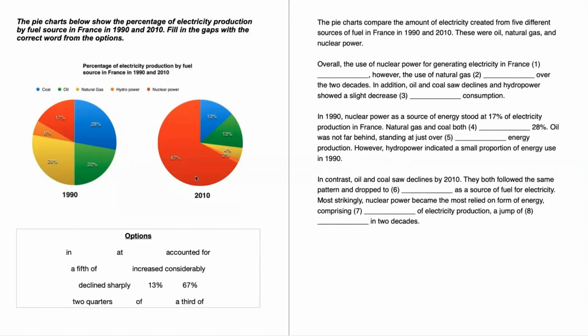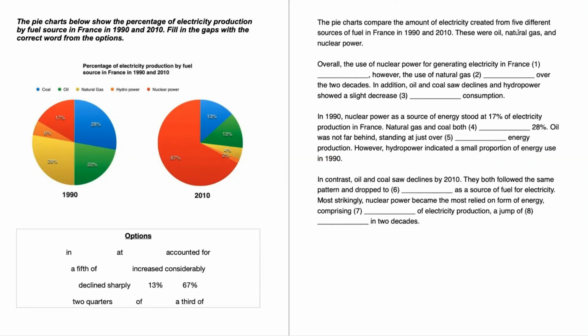Now, same thing, you can pause here and input these options in the writing prompt, or we can do it together. So I'm going to start with the introduction. It says the pie charts compare the amount of electricity created from 5 different sources of fuel in France in 1990 and 2010.